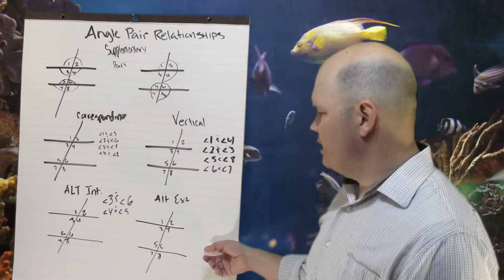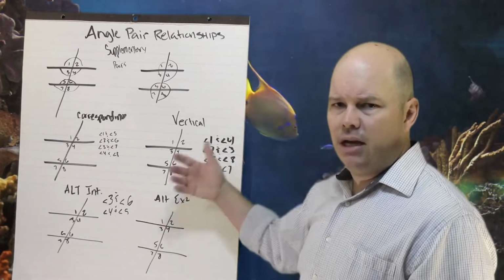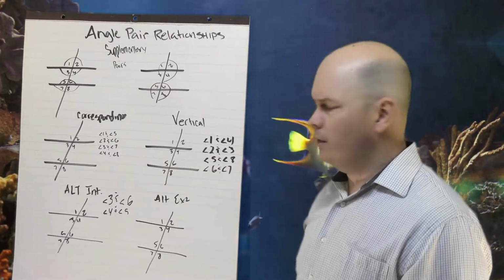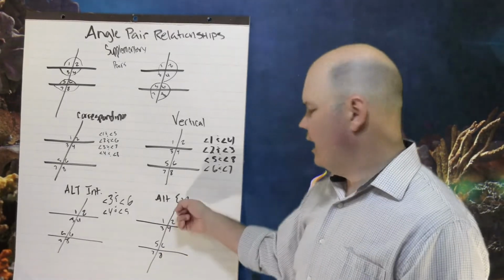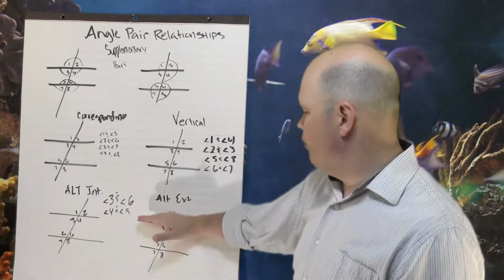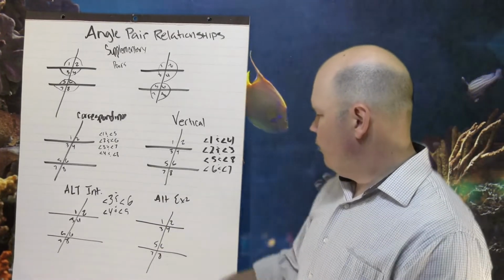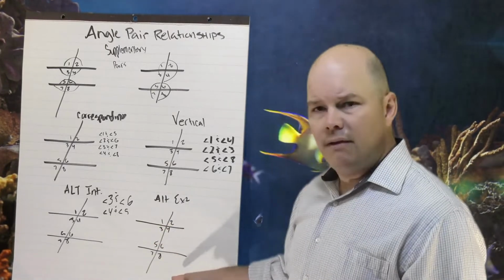Let's look at our alternate exterior. If I'm breaking down what it means, alternate means opposite sides or different sides of my transversal line. And exterior means I'm just dealing with things that are above and below, or outside of my parallel lines, okay? So I'm only dealing with 1, 2, 7, and 8.